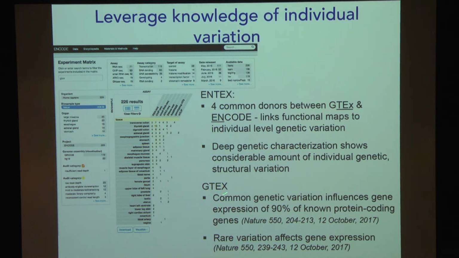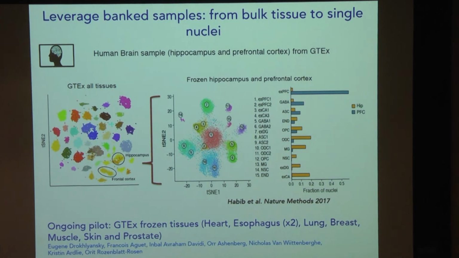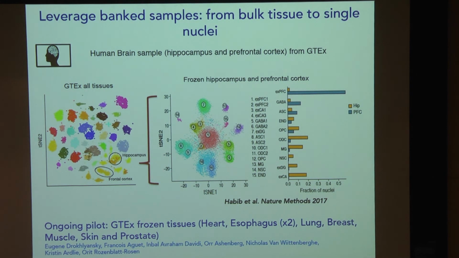And then GTEx itself, the whole goal of GTEx was to look across individuals, and the two take-home themes that we published this week are that common genetic variation influences gene expression of 90% of the known protein coding genes, and that rare variation also has a big effect on gene expression. So this is the type of information we can leverage as you go forward into more of that individual comparison and individual access. And in addition, we can also leverage the banked samples that are left in GTEx.